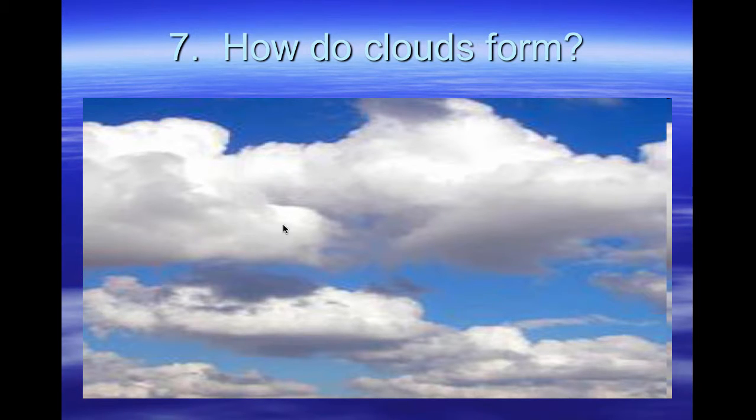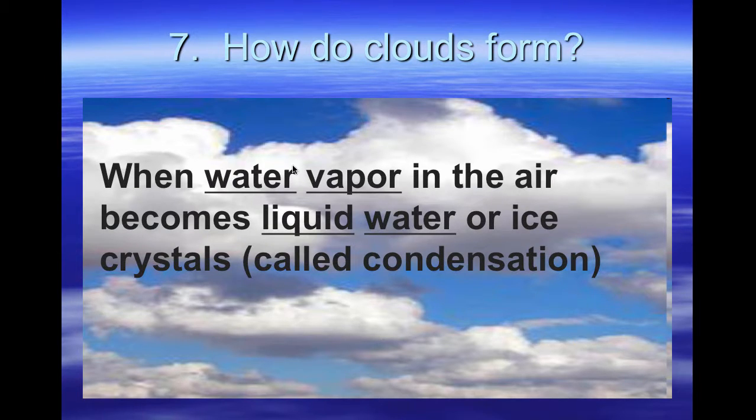So the last thing we're going to talk about is how clouds form. This is condensed water vapor. And these things are heavy, very heavy. You've watched a video on why clouds actually stay up in the sky. Clouds form when water vapor in the air cools off as it rises in the atmosphere and condenses to become liquid water, or if they're high enough up in our atmosphere, they become ice crystals.